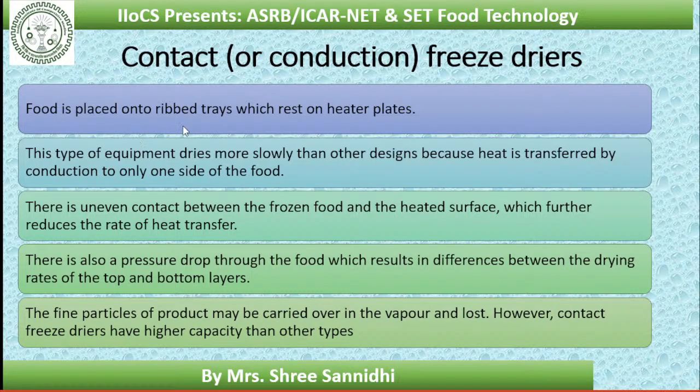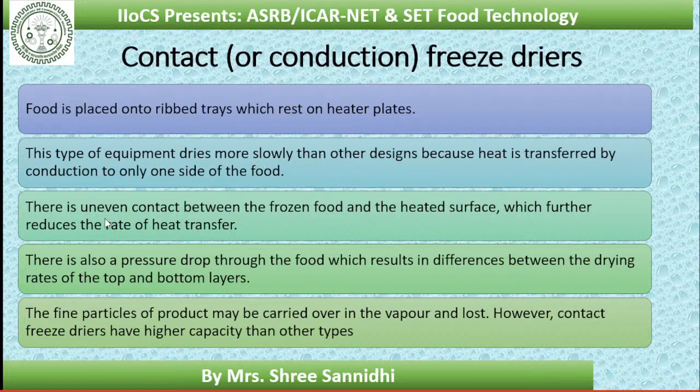Food is placed onto ribbed trays which rest on heater plates. This type of equipment dries more slowly than other designs because heat transfer by conduction to only one side of the food is happening. So the heat transfer happens to the layer which is in contact with the food. That is why it is called conduction, right? So the above layer which is not in contact with the heating source will undergo drying very slowly.